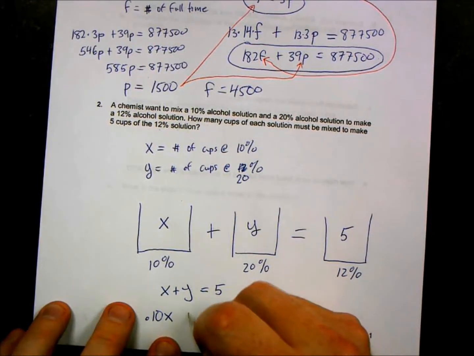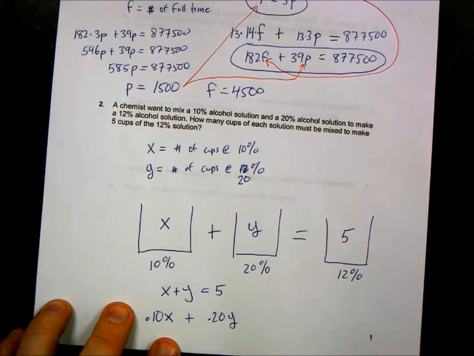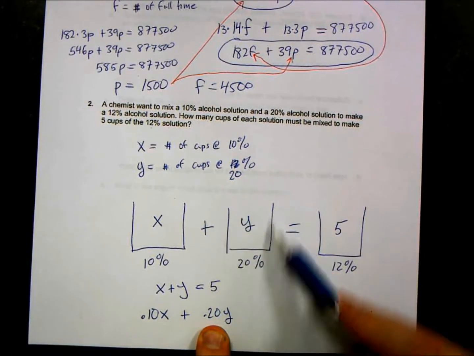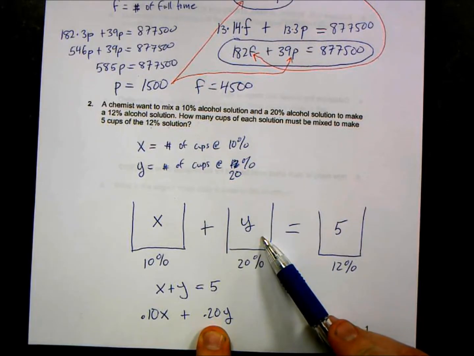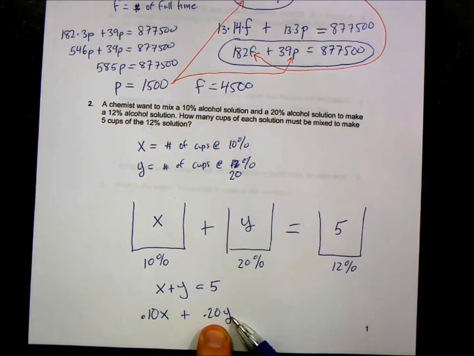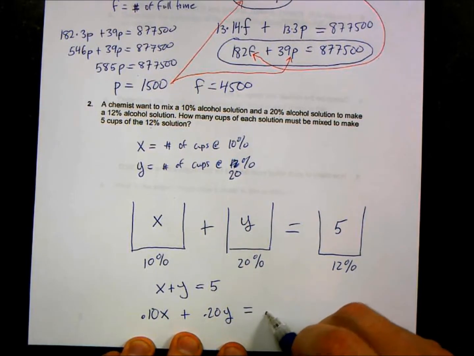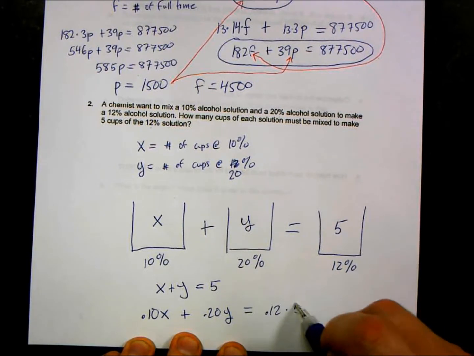Plus, what's that tell me? 20% alcohol, 80% water. That tells me how much alcohol is in this cup. 20% of the material is alcohol, the rest is water. And then when I get all done, what has to happen? I got to have 0.12 times 5.